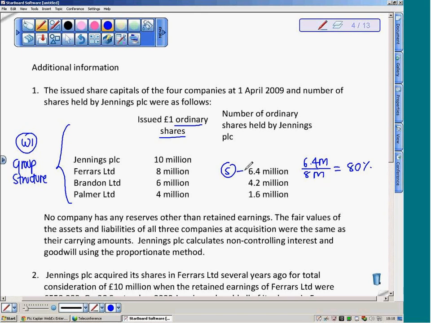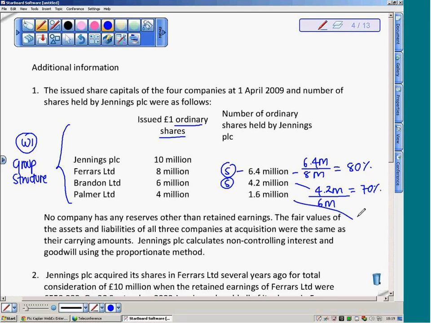We're now disposing of that shareholding. I can do a similar calculation. I can work out that Jennings has 4.2 million of shares, and 6 million is the share in total. That gives me 70%, confirming that Brandon is also a subsidiary that I want to consolidate.